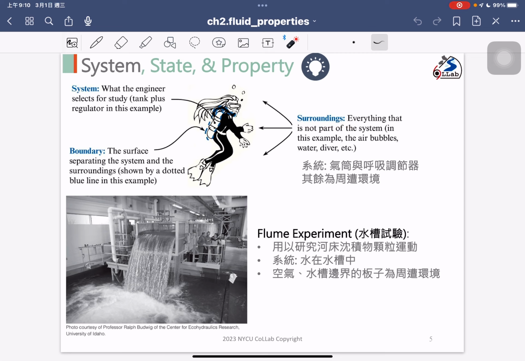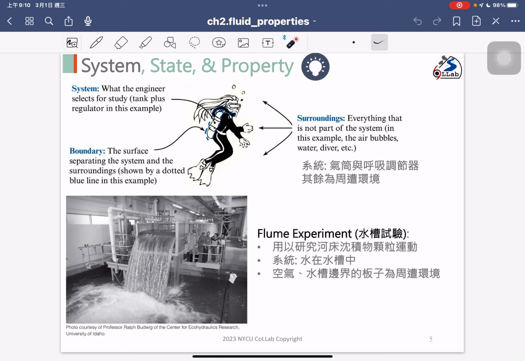The region is not part of the system. I will call that the surroundings, such as the bubble, the air in here, maybe the water and the diver himself. So it is not part of the system. I will call that the surroundings. If you define the system and the surroundings, then you will have the boundary. The boundary simply separates the system and the surroundings.